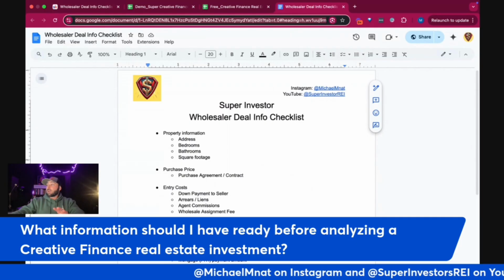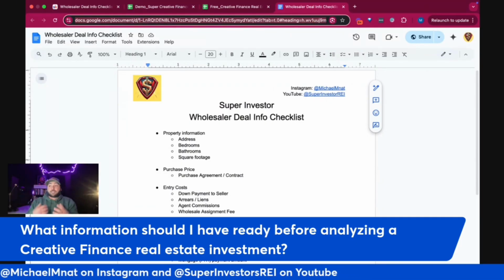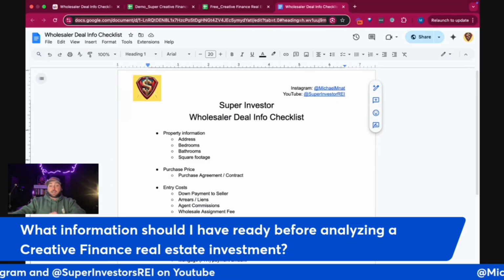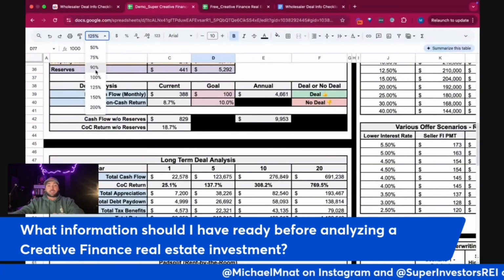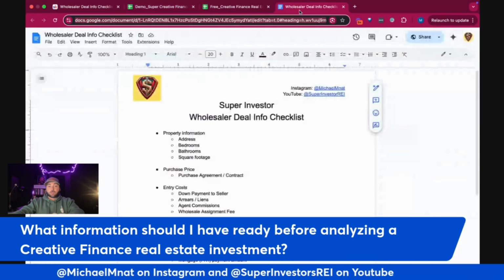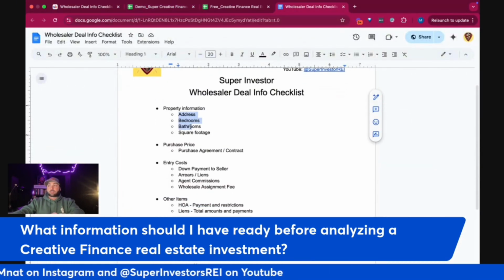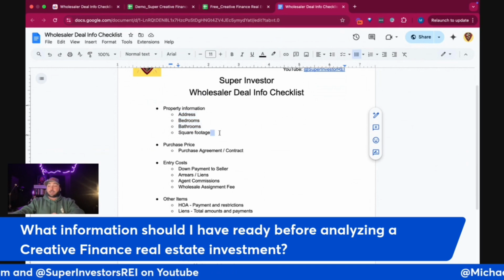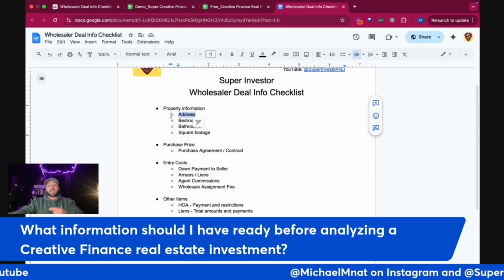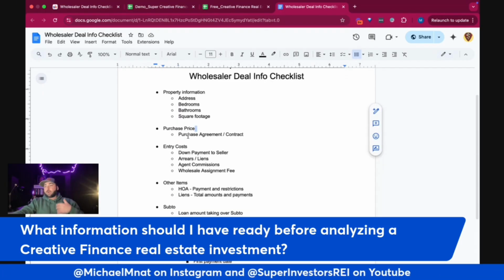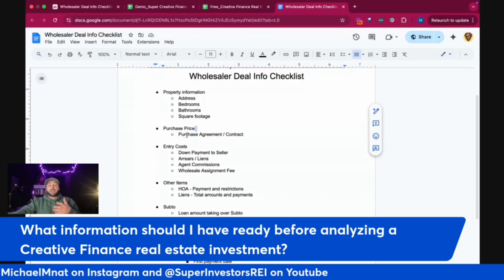So if you want to know what information you should have ready before analyzing a creative real estate investment, or bringing it to the office hours for me to analyze the deal with you, I need to know the property information. This stems from the calculator, so you're not going to be surprised. I need at minimum the information to analyze the deal. Ideally that's the address, bedrooms, bathrooms, square footage, the basic characteristics of the property, and the address so I can look up other data sources as needed, like if I'm pulling up mortgage info from PropStream.